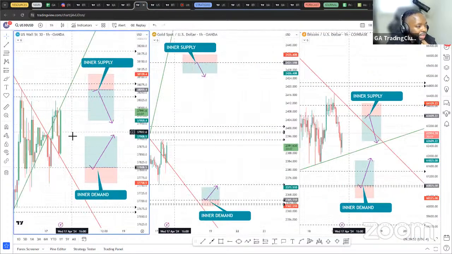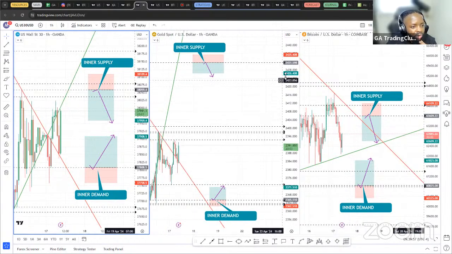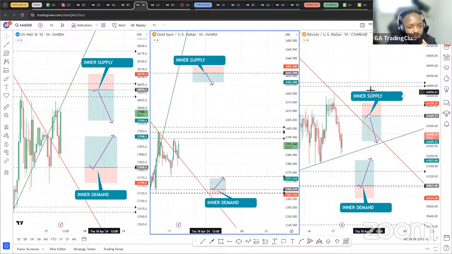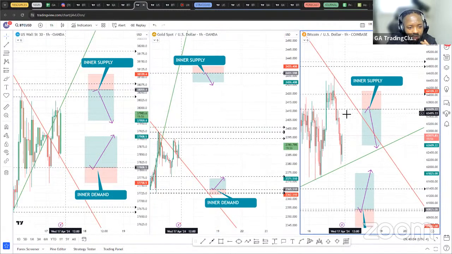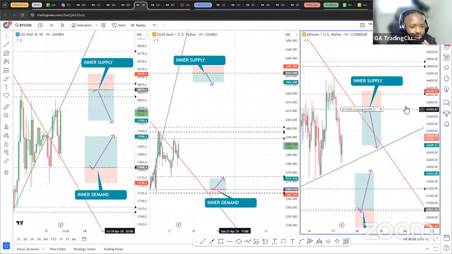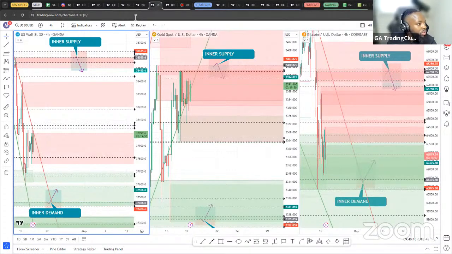And US 30 on the hourly, we might get this US 30 entry on the hourly on the live session. On the hourly entry, price is far away from gold zones. For BTC on the hourly, we might get this hourly sell as well on the live session. So we'll see what zones trigger.